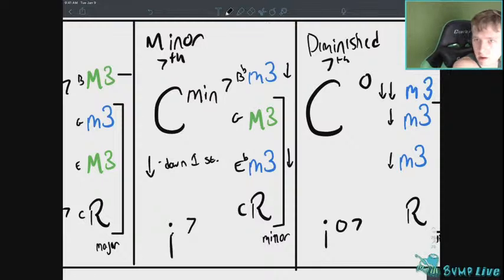By the way, this is a very, very common chord. And personally, it's my favorite chord as well. I love this chord.